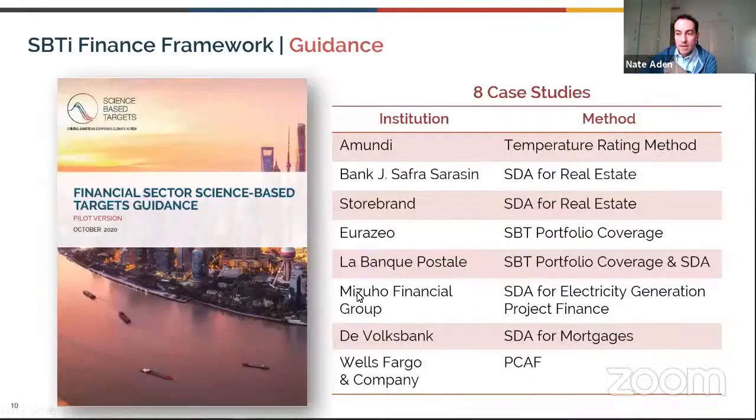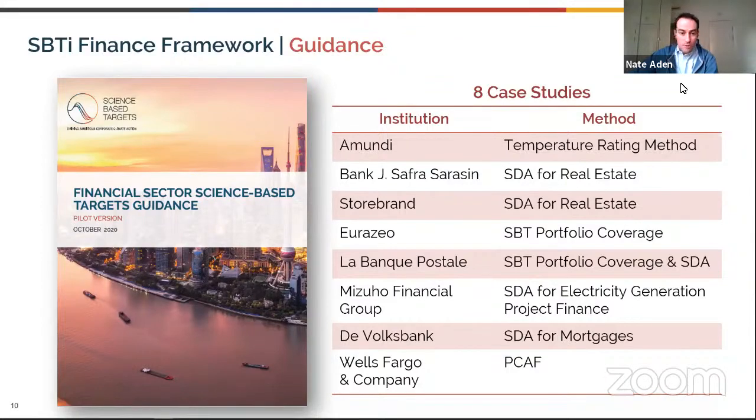The next slide just gives a snapshot of the guidance document. So it's a 170-page document, which includes fairly comprehensive discussion of the whole framework. And it also includes these 8 case studies that you see listed here, which are intended to provide a clear illustration of these methods and resources. You can see that these institutions have applied the method to their actual data and situations where they can, and they've provided some commentary on how those look for them. So we would encourage you to take a look at the guidance document as well.